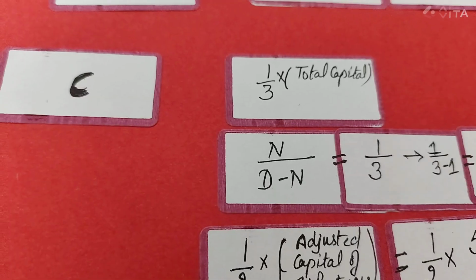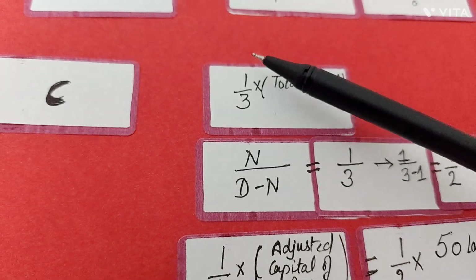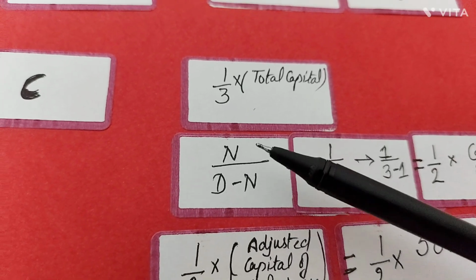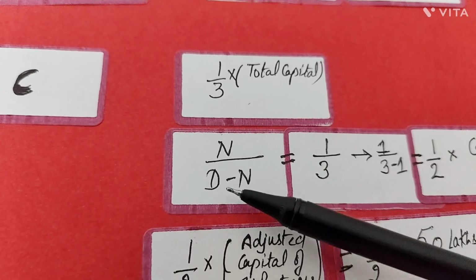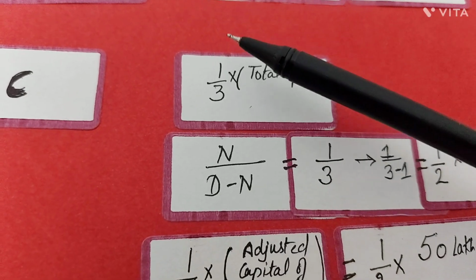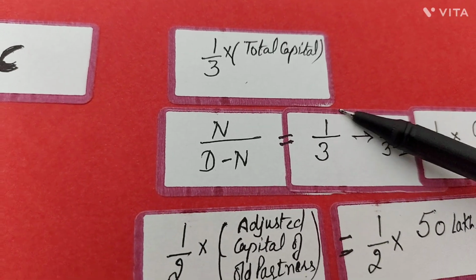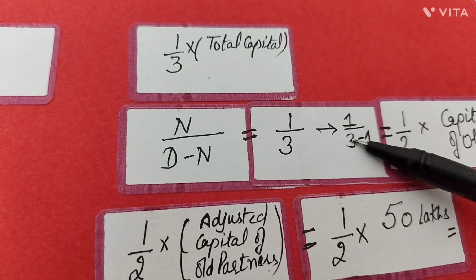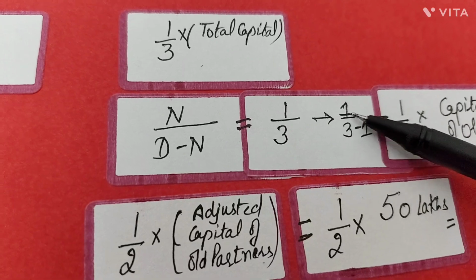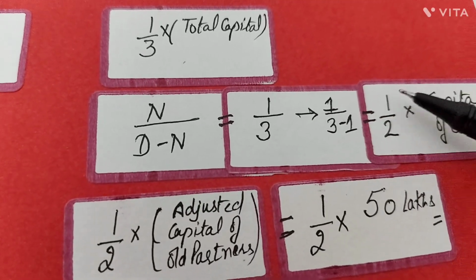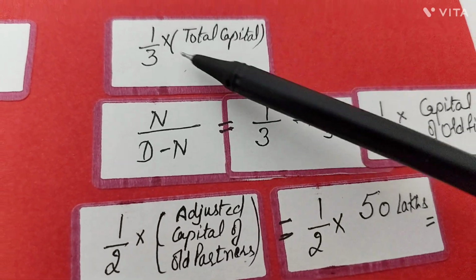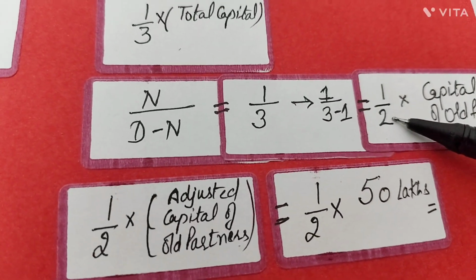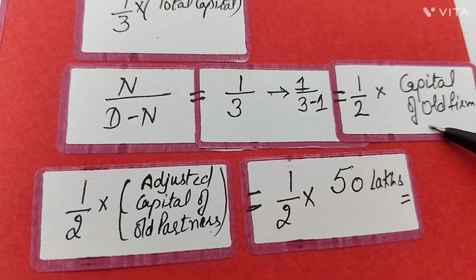Let's solve. Now C is supposed to bring 1/3 of the total capital of the firm. What you have to do is take the numerator as it is, and denominator minus numerator. What was the numerator value? 1. Keep it 1. Then the denominator was 3. Now from the denominator we will deduct the numerator. We got 1 upon 3 minus 1, that is 1/2. Now 1/3 was the total capital of the new firm. You will take 1/2 of the capital of the old firm here.